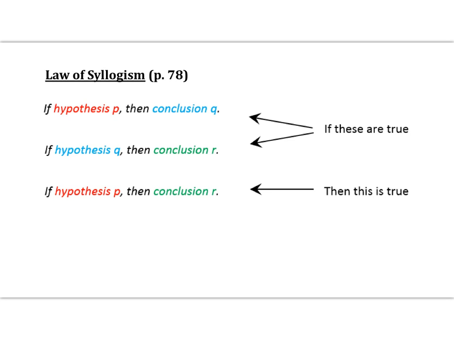All right, next we have the law of syllogism, which is if a hypothesis P, then conclusion Q is true, then a second statement where the conclusion is now the hypothesis, then new conclusion R is true. Then we can take the hypothesis of the first statement to conclude the conclusion of the second statement is true.